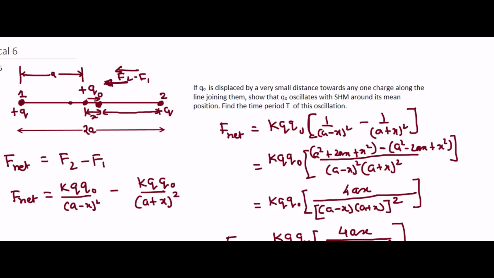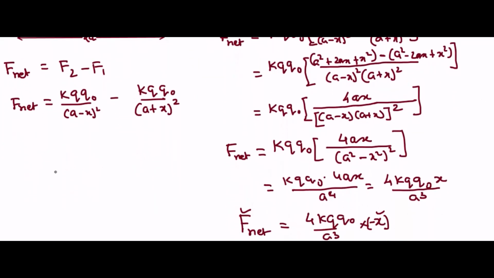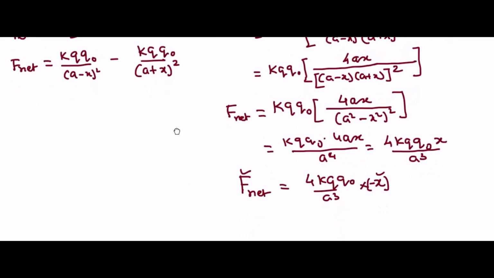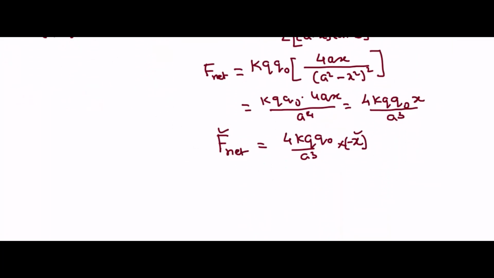Therefore we can see that the direction of the displacement and the direction of the force are opposite, and therefore I can introduce a negative sign over here. And from this I can see that the force acting on the charge is proportional to the negative of displacement, because 4k q0 by a cube is a constant, so F net is proportional to negative of displacement, and therefore the object is performing simple harmonic motion, because the condition for simple harmonic motion is that the force acting on the object is proportional to the negative of the displacement. So thus we have proved that this is simple harmonic motion.